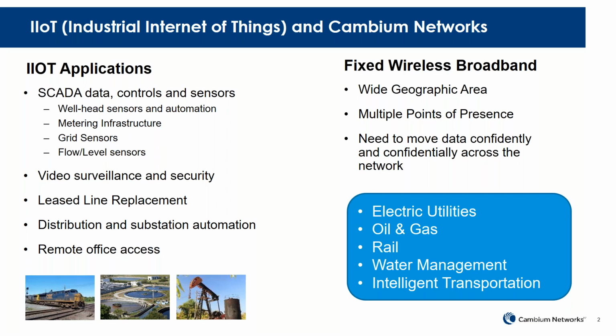So anytime that you're currently serving an application with satellite or a fixed connection like a 2 or 4 wire analog service from the phone company, you can oftentimes replace that with a private wireless network and reduce your annual or monthly cost that you're paying to the phone company. And then remote office access is important as well.